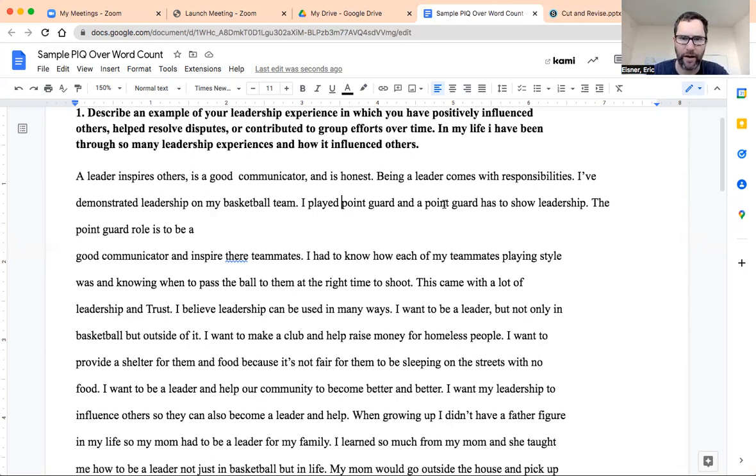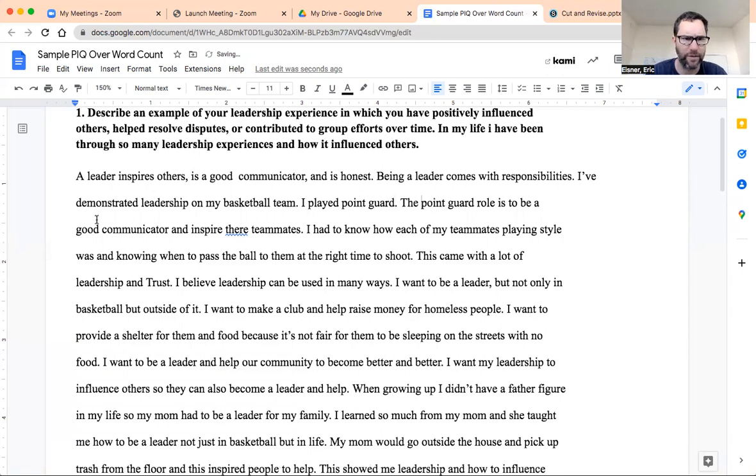So I played point guard, and a point guard has to show leadership. Okay, well, we heard the word point guard here twice, and we know that you're trying to get at leadership, so I don't even think you need to say that. You just say, I play point guard. And look at what they do here. They say the point guard role is to be a good communicator. So they're just repeating themselves again.